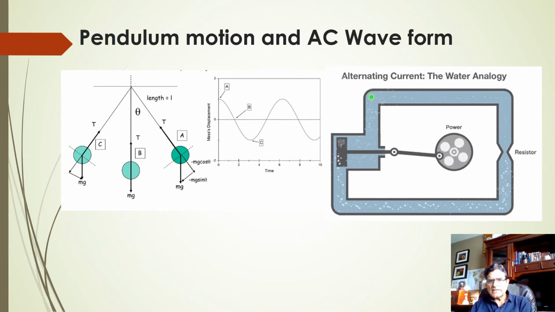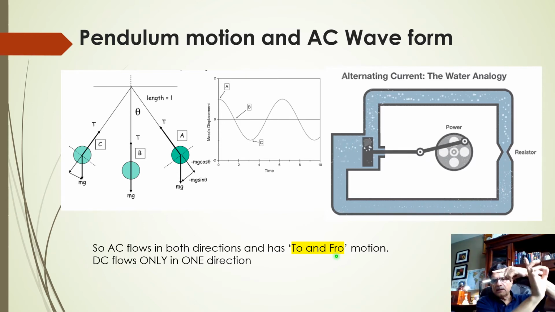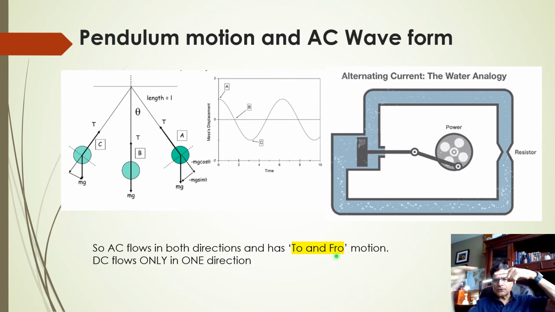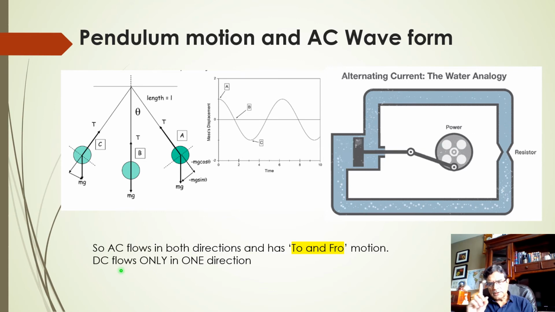understand what it's saying. The message is the water here in this resistor is flowing in both directions, this way, this way, this way, and this way, and the pressure of the water is also increasing, decreasing, increasing, decreasing. So AC flows in both directions, to and fro. Wire current AC flows in this direction, then the reverse direction. So it flows in both directions, to and fro motion, whereas DC flows only in one direction.